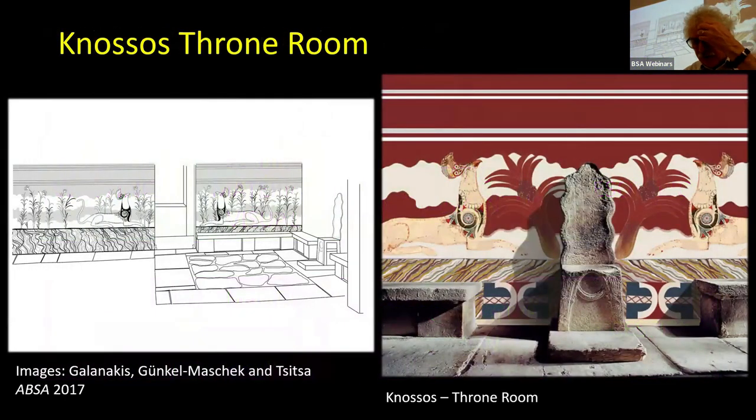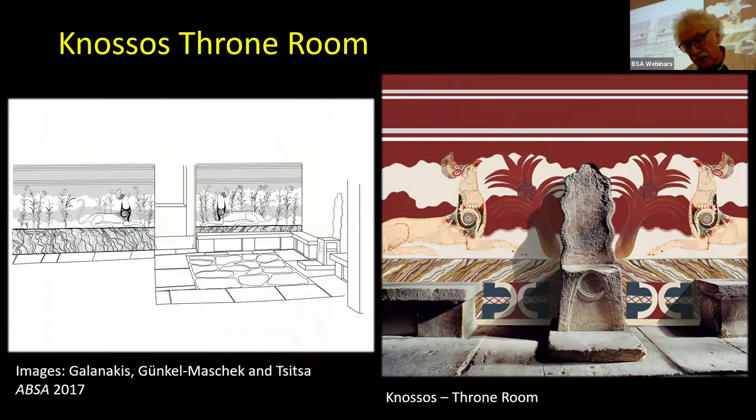We can see this perhaps most clearly in the Knossos throne room, with the caveat that, as Yannis Galanakis and others have recently reminded us, its preserved form strictly belongs to the final palatial period, not to the Neopalatial, although it's quite likely that the complex was arranged in a similar fashion in that period.